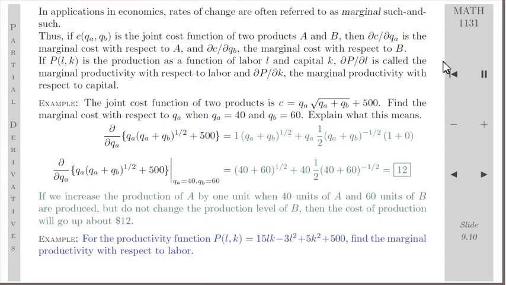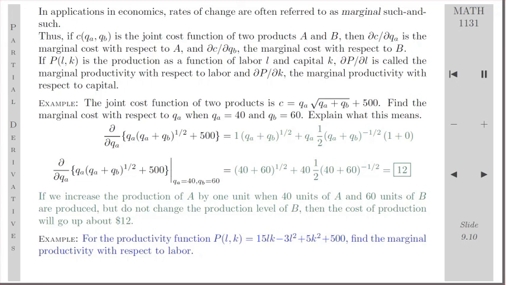By convention, we use L for labor, K for capital. Of course, we don't want to use C because we use C for cost. So marginal productivity with respect to labor means you keep the capital input constant and increase only labor. So you treat K as a constant and differentiate with respect to L. And since I have just a polynomial, that's easy. I differentiate term by term.